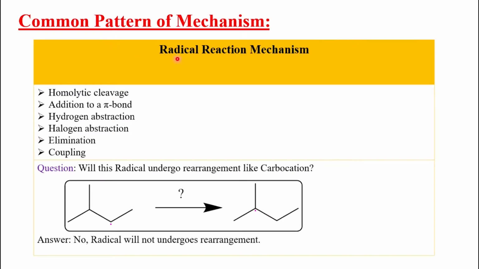In common pattern of mechanism, there are six types of mechanism processes. They are the following: homolytic cleavage, addition to pi bond, hydrogen abstraction, halogen abstraction, elimination, and coupling. So one question arises here: will this radical undergo rearrangement like carbocation? This radical will not undergo any rearrangement like carbocation, because rearrangement is not a part of this radical reaction mechanism process.